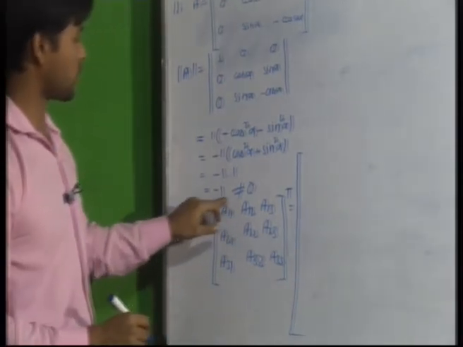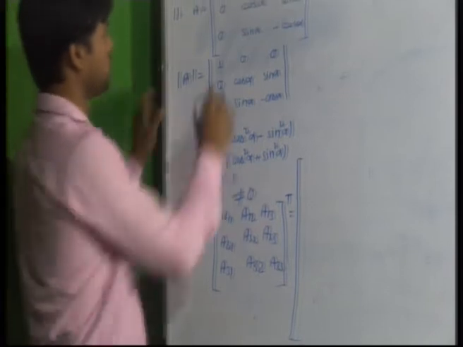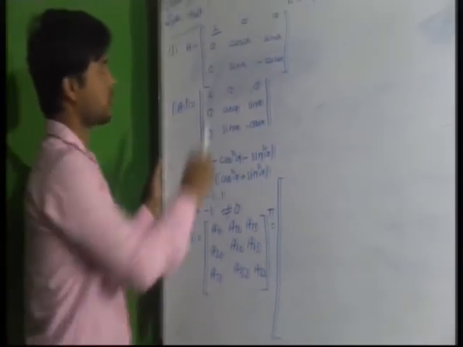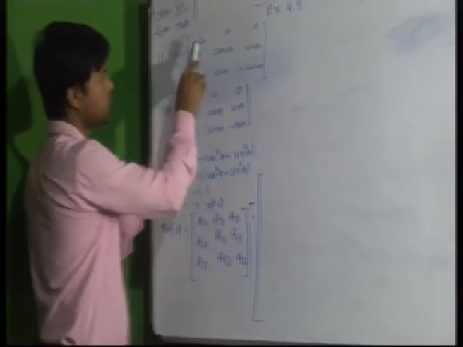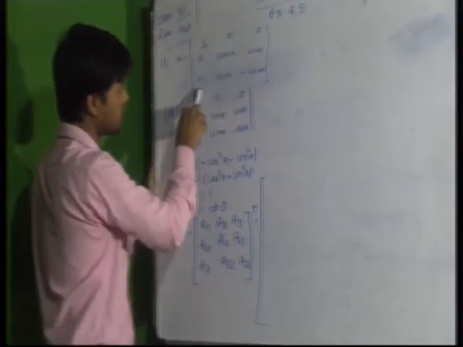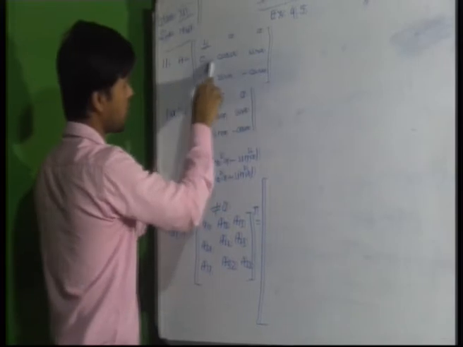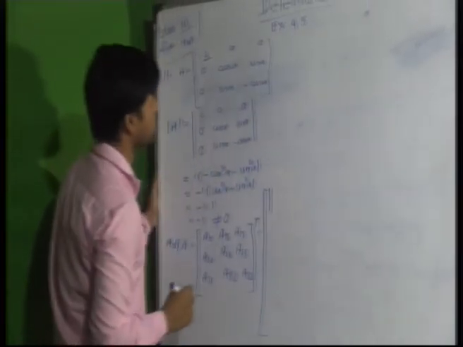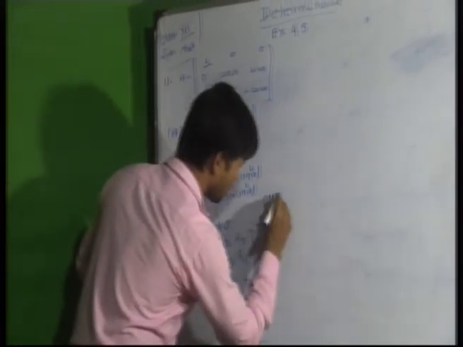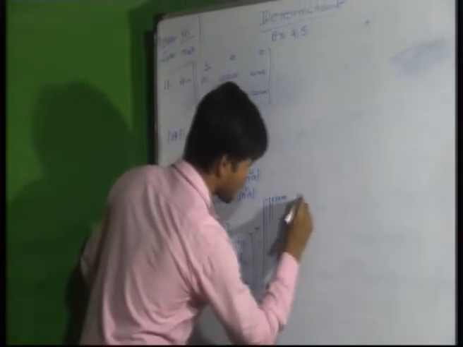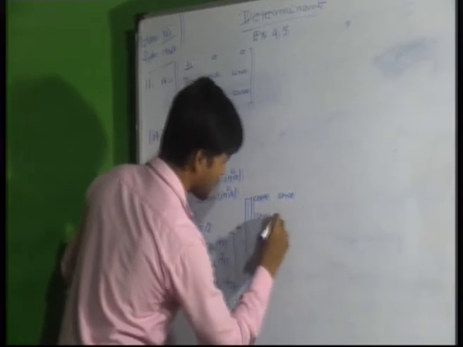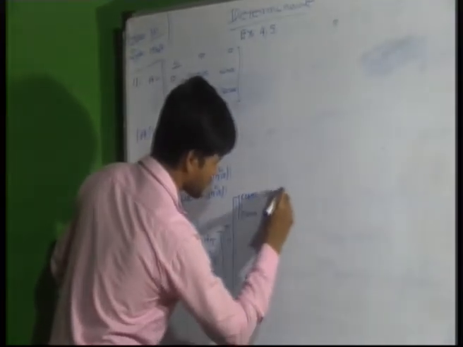So first, the cofactor corresponding to the element small a11, means corresponding to this element. To find the cofactor corresponding to this element, we have to cover this row and this column. So we have a determinant of order 2. So write it: cos alpha sin alpha, and sin alpha minus cos alpha.